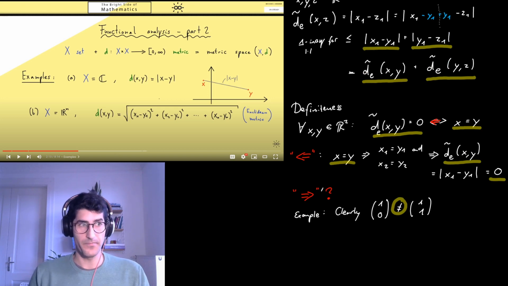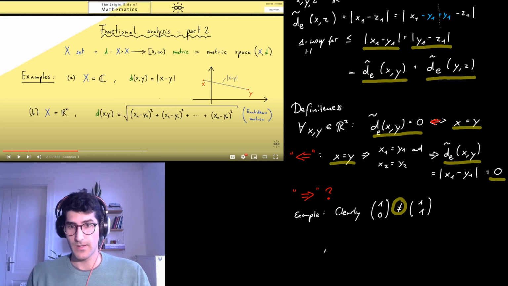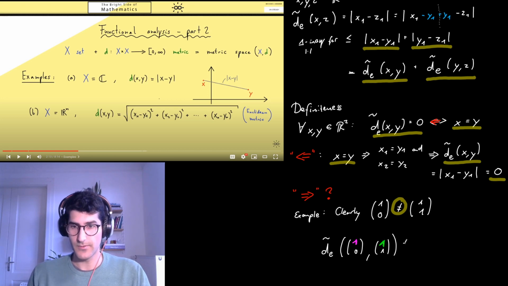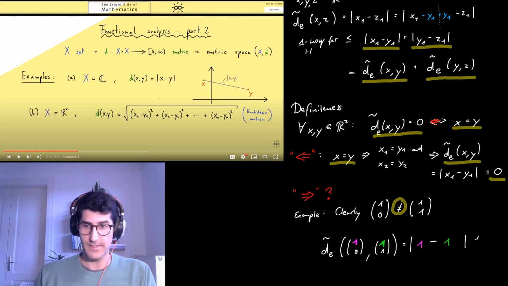So what about the distance between these vectors? Let's calculate it. dE tilde of (1, 0) and (1, 1). How do we do this? Well, it is defined as the difference of the first components. So what I need to do is I take the absolute value of the first component minus the second vector's first component. So you may have already seen it. The result here is 0.